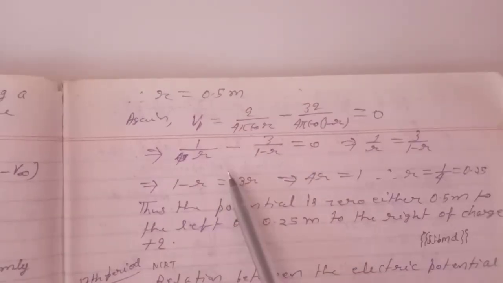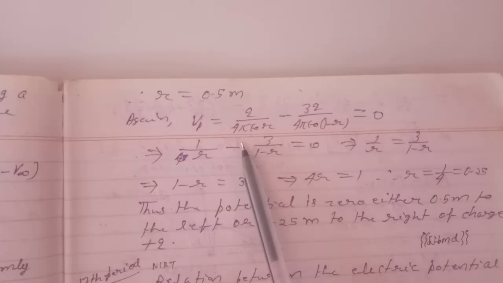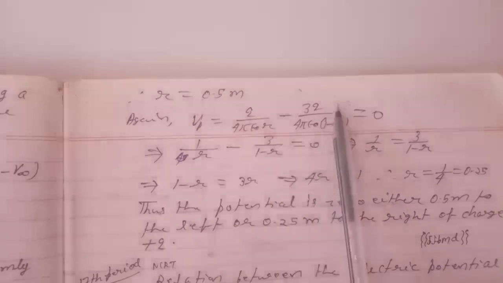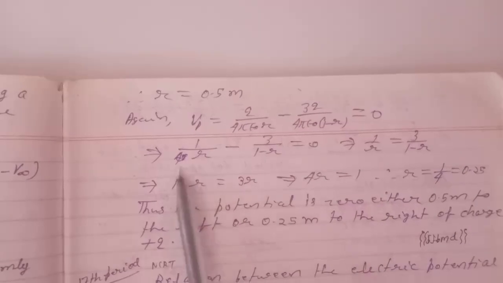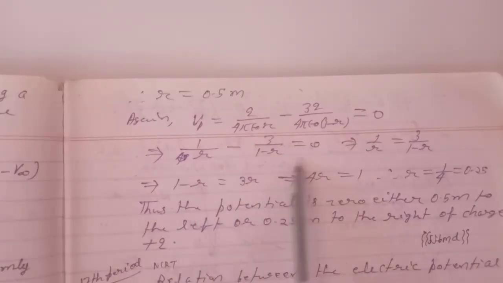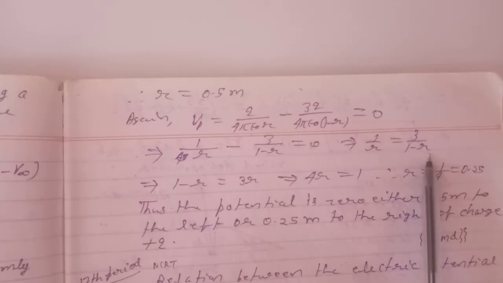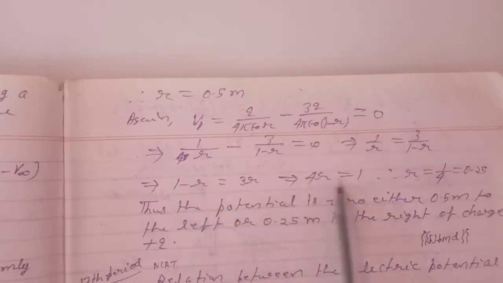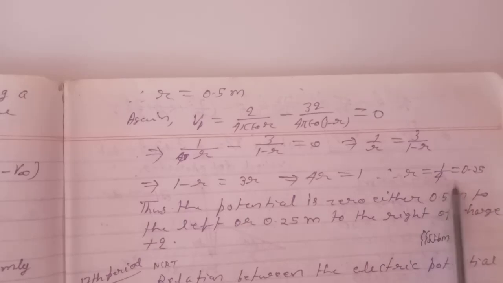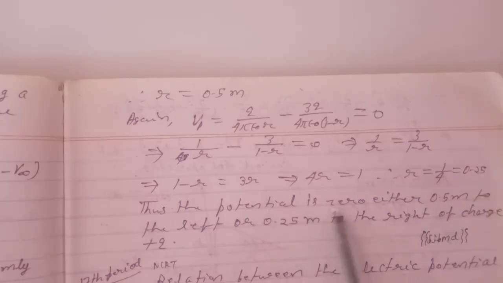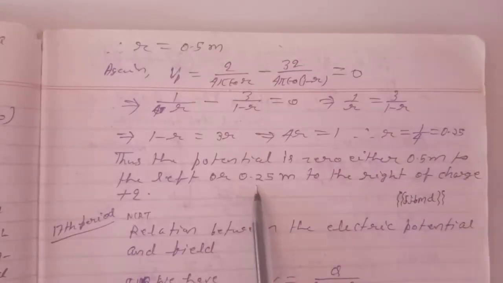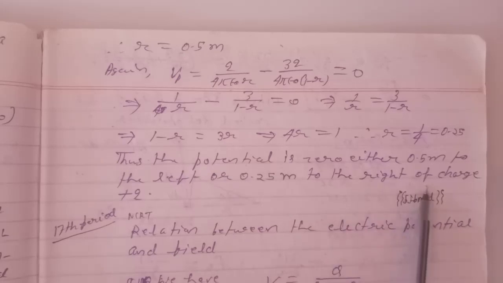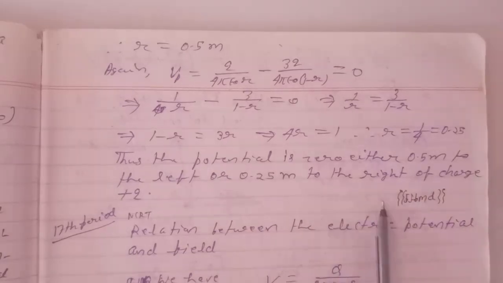Again, for the next case, Vp equals 1 by 4 pi epsilon naught, q by r, minus 3q by 4 pi epsilon naught (1 minus r), equals 0. So this implies 1 by r minus 3 by (1 minus r) equals 0, 1 by r equals 3 by (1 minus r), or 1 minus r equals 3r, or 4r equals 1. Hence r equals 1 by 4, 0.25 meter. Thus the potential is 0 either 0.5 meter to the left or 0.25 meter to the right of the charge plus q.